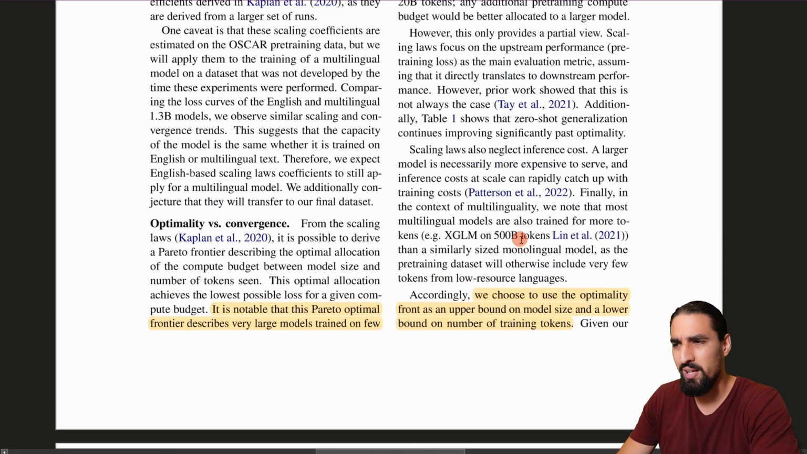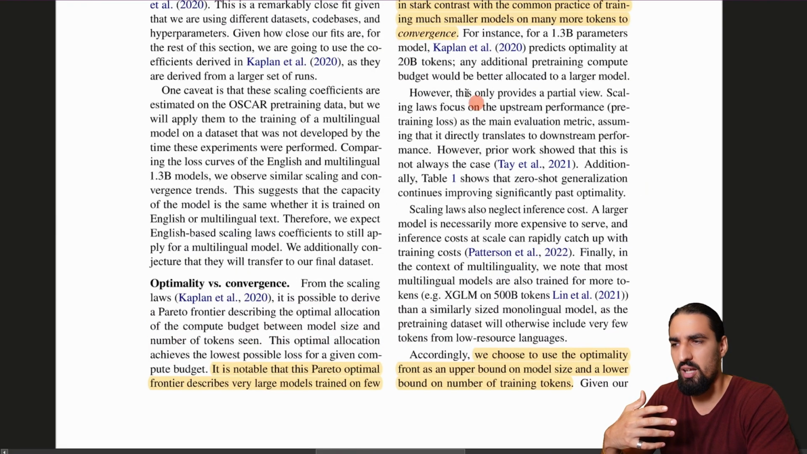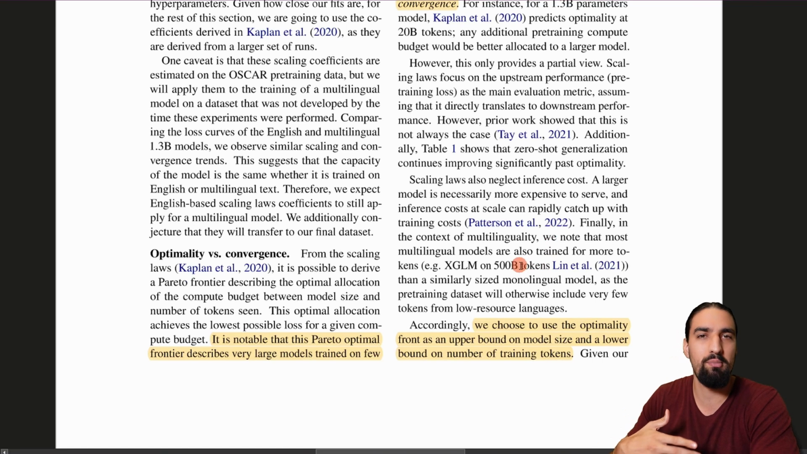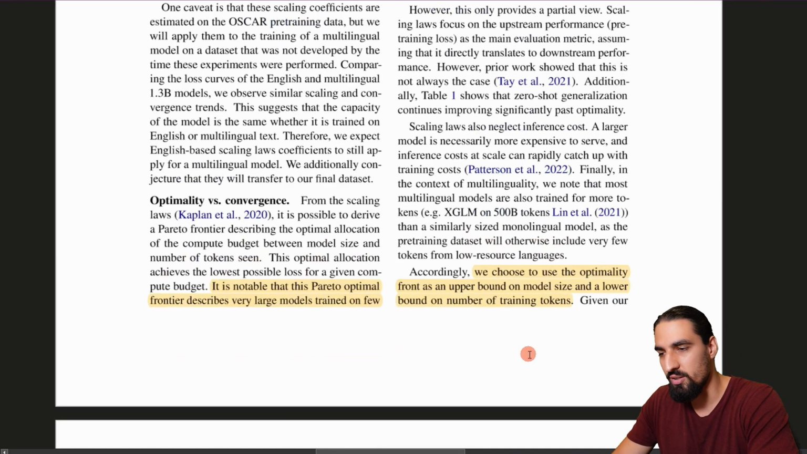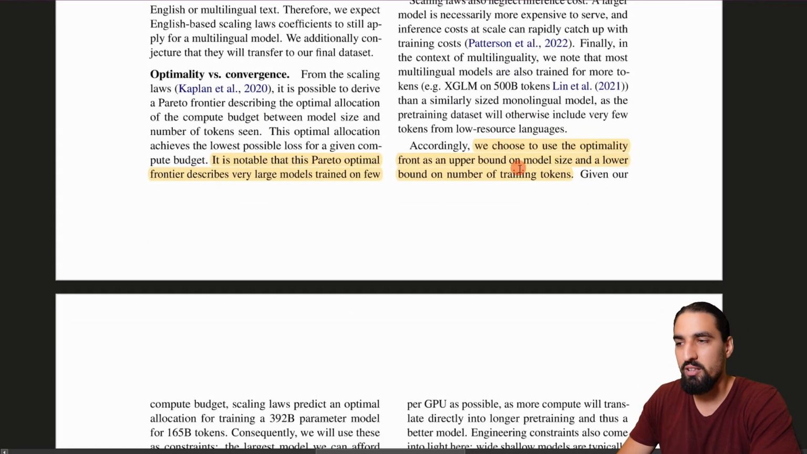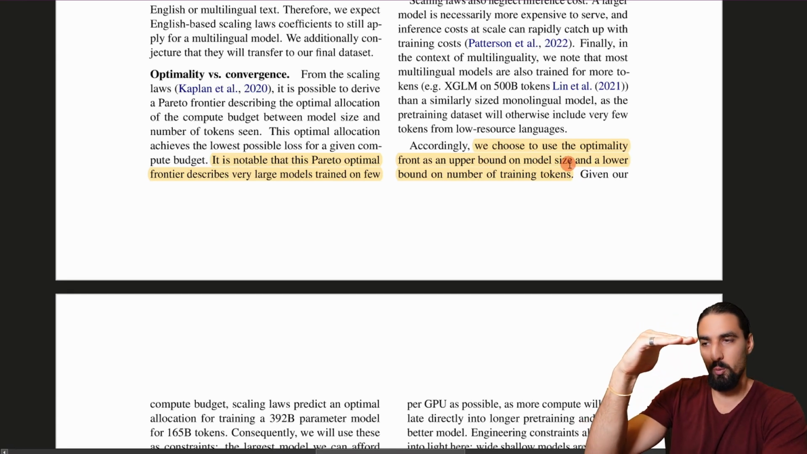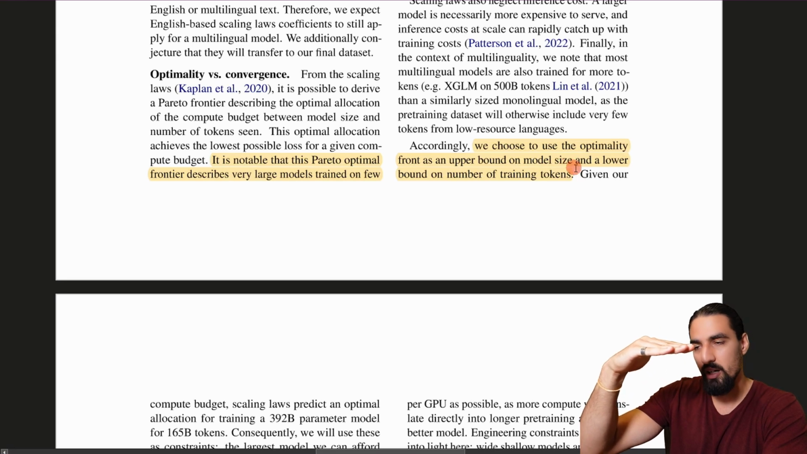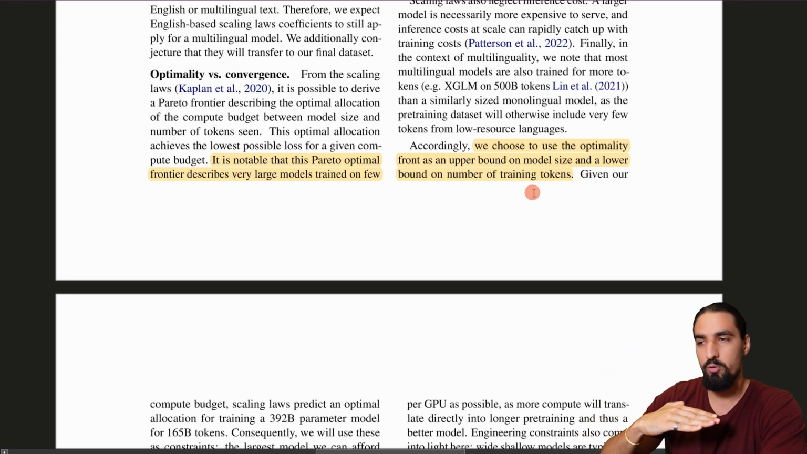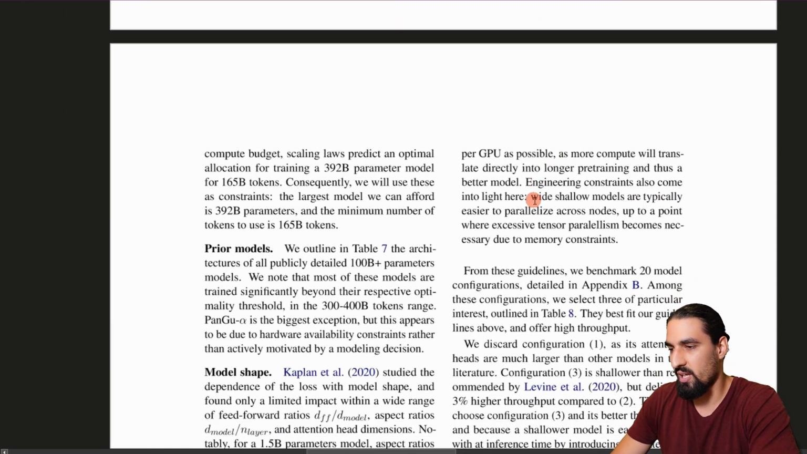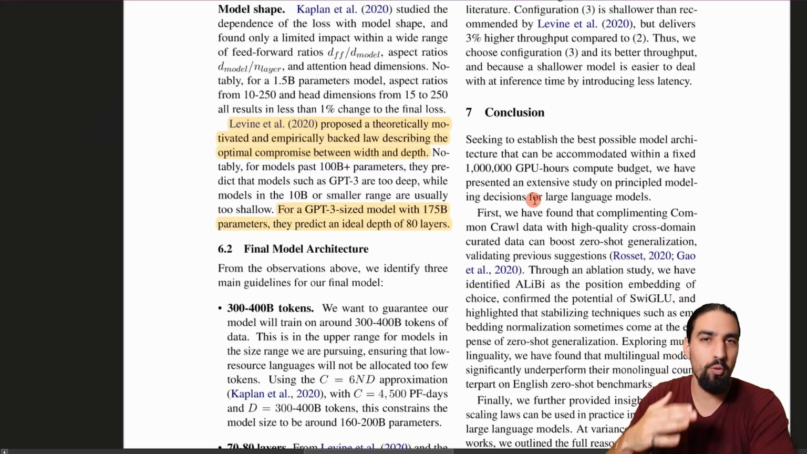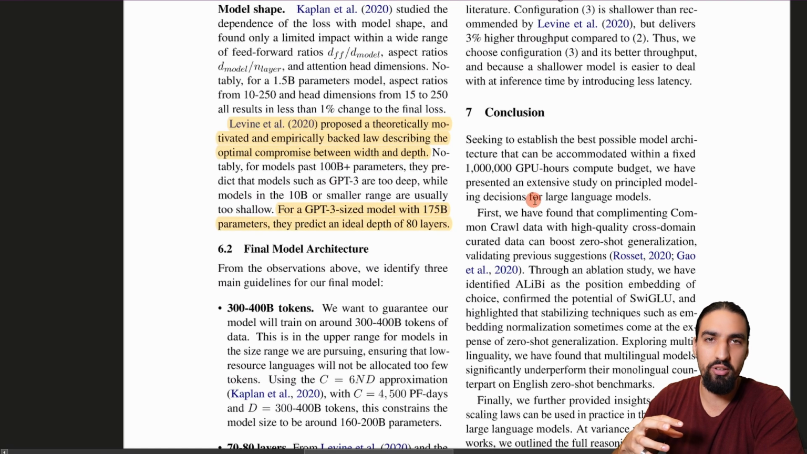Okay. Now they have a couple of arguments here, but one of them is that they're training on a multilingual data set, and because of that, they don't want to strictly follow the scaling laws, so this is what they do. They choose to use the optimality front as an upper bound on model size. So the biggest model size will be determined by the scaling laws paper, and as a lower bound on the number of training tokens. So they'll probably have a smaller model and more tokens compared to what the scaling laws paper suggests.